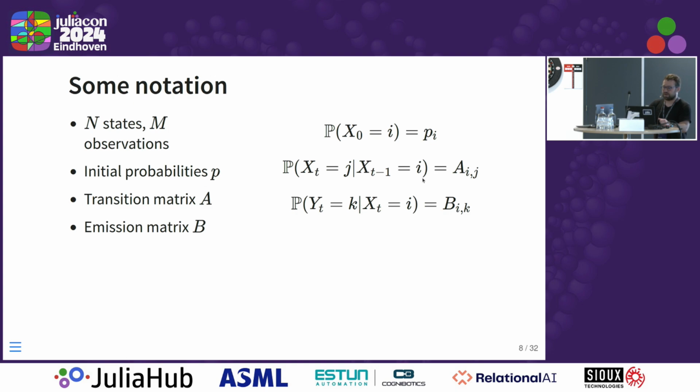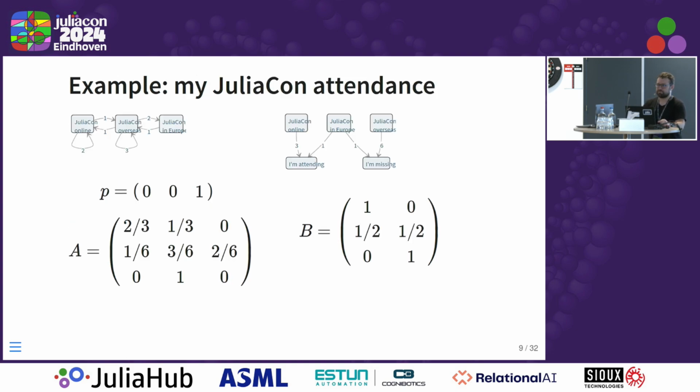And remember, i and j live in the same space here. They're the state space, but i and k don't live in the same space. One is a state, the other one is an observation. It just happens that they're both discrete, but that's just for ease of exposition. So let's make an example.